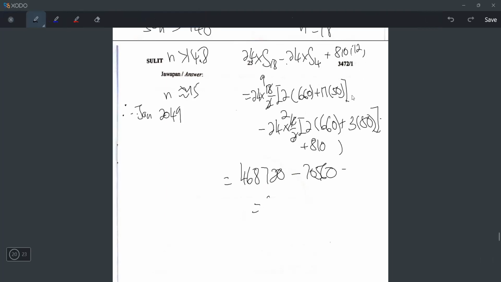So times 12. Okay, let's correct it. What's 810 times 12? 9720. And then now it will be this one minus this one, and minus, plus. Okay, hopefully this time I get the same answer. 84 minus 70560 plus answer, 407880. So RM 407880. Okay, yeah, this is the correct answer.